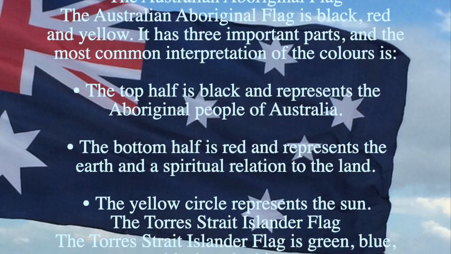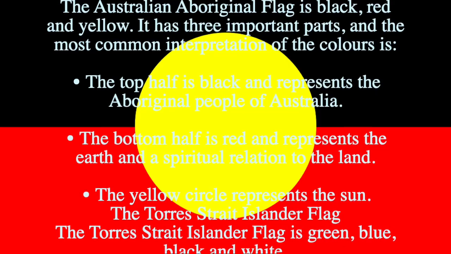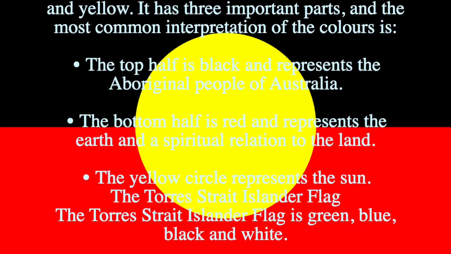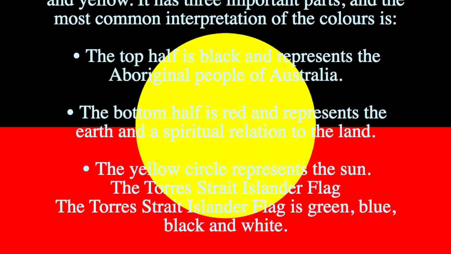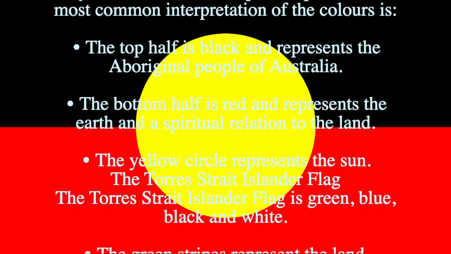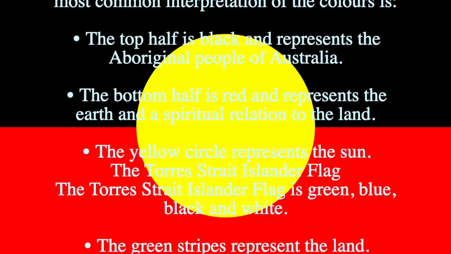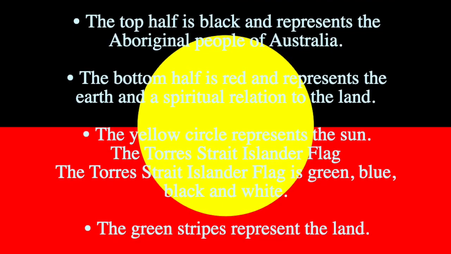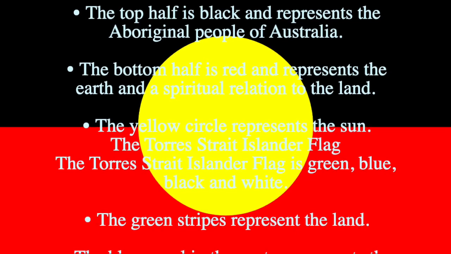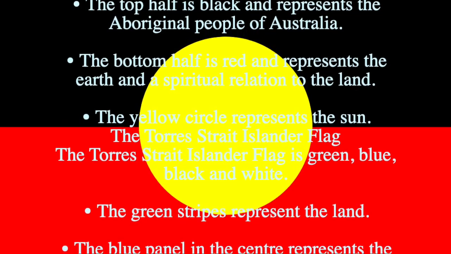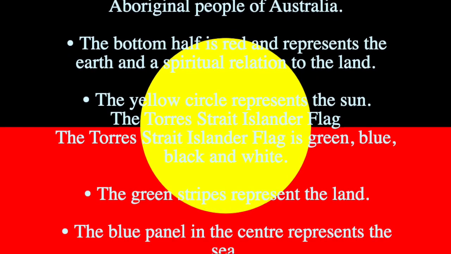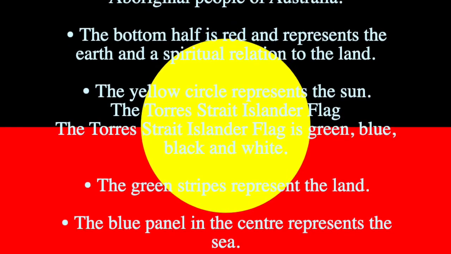So now we are going to talk about the Australian Aboriginal flag, which is black, red, and yellow. You have to remember that, because there can be a definite question in the citizenship exam asking what the colors of the Aboriginal flag are and what they represent. Now we'll see what these 3 colors represent in the Aboriginal flag.